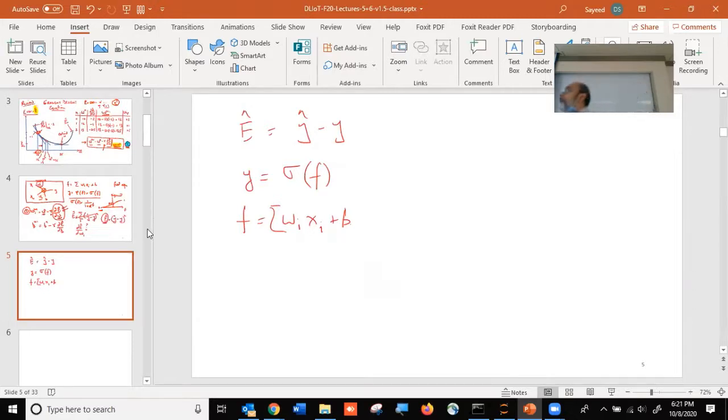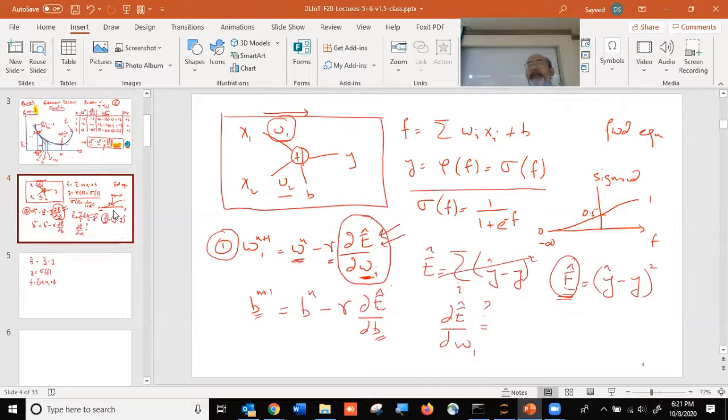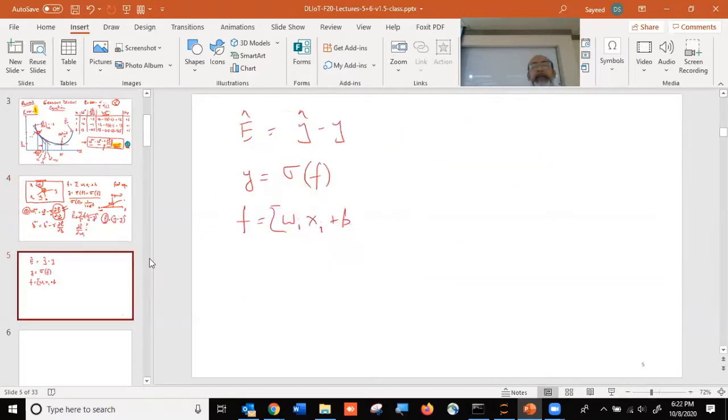So this is not a power, this is, yeah? What you're saying is that actually this is an equation which looks like this, 1 plus e to the power minus f. This is sigma of f, which is actually equal to 1 plus e to the power minus f.